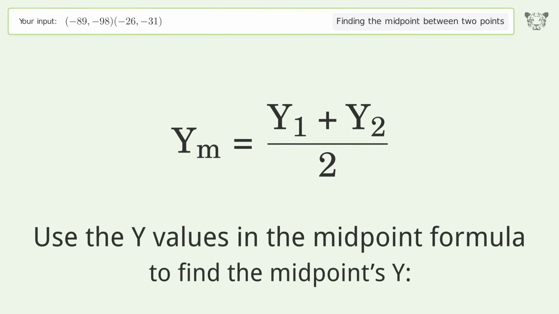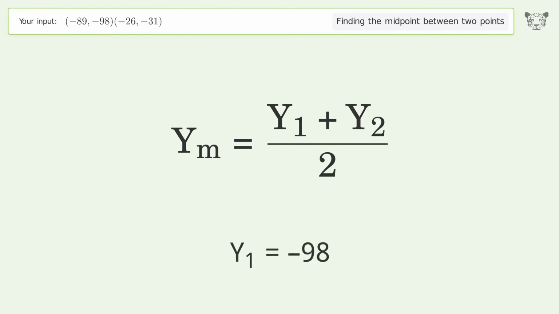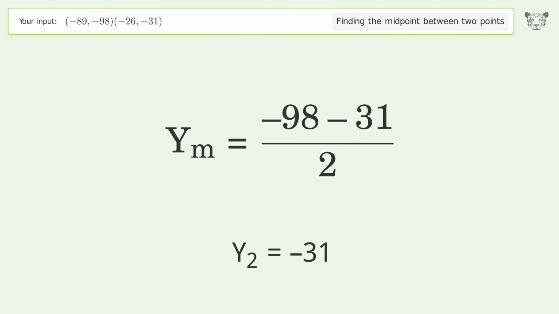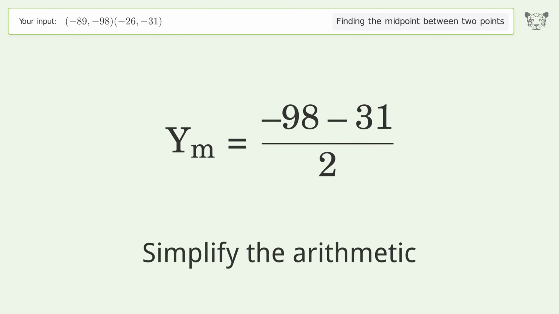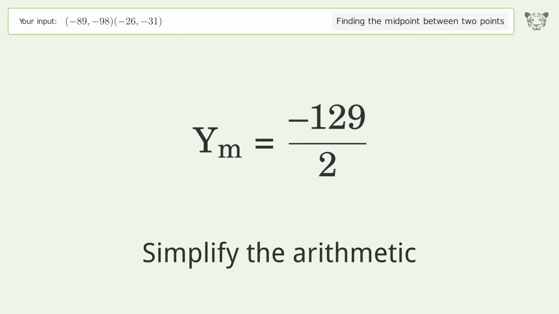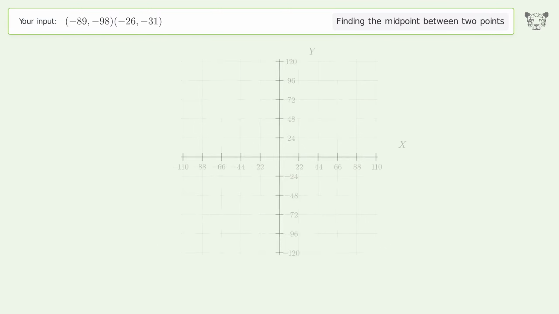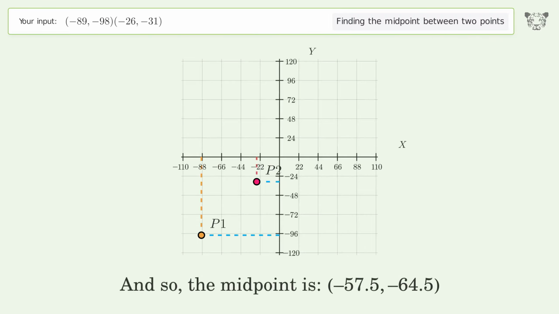Use the y values in the midpoint formula to find the midpoint's y. y1 equals -98. y2 equals -31. Simplify the arithmetic. And so, the midpoint is -57.5, -64.5.